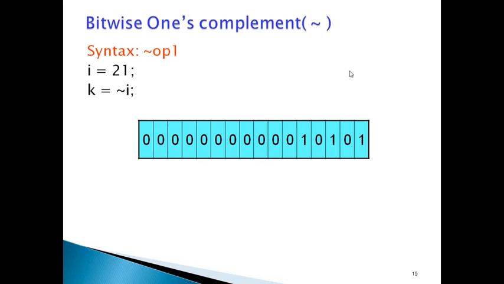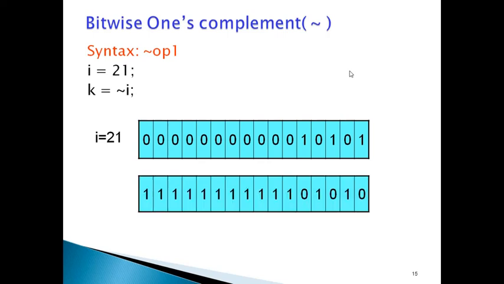I is equal to 21. K is equal to 1's complement of I. In the I we stored 21. We initialized I value as 21. K is equal to 1's complement of I. Now observe this figure.